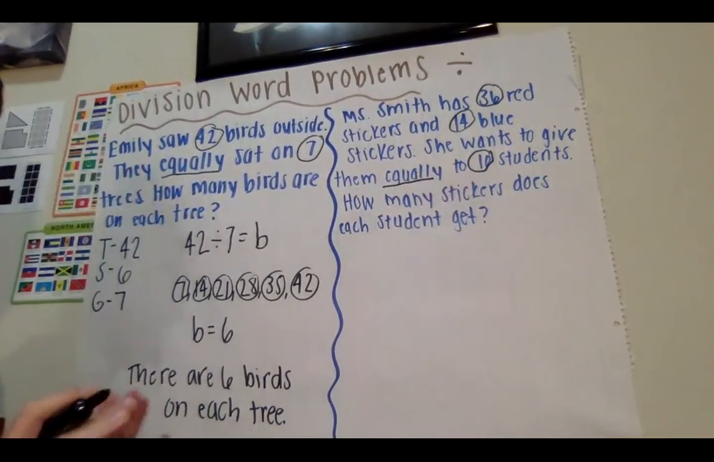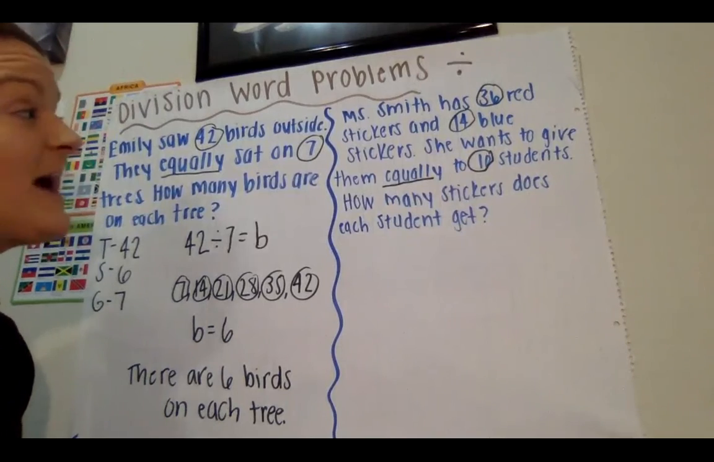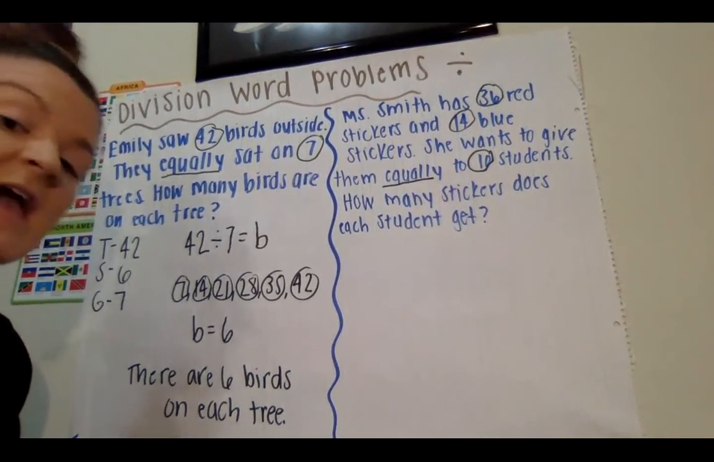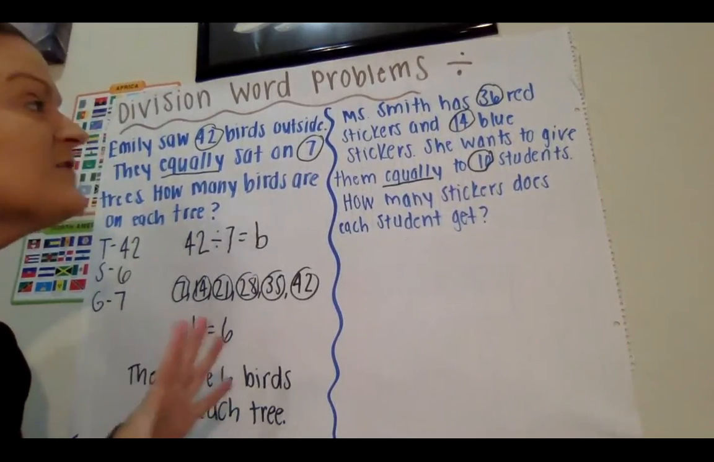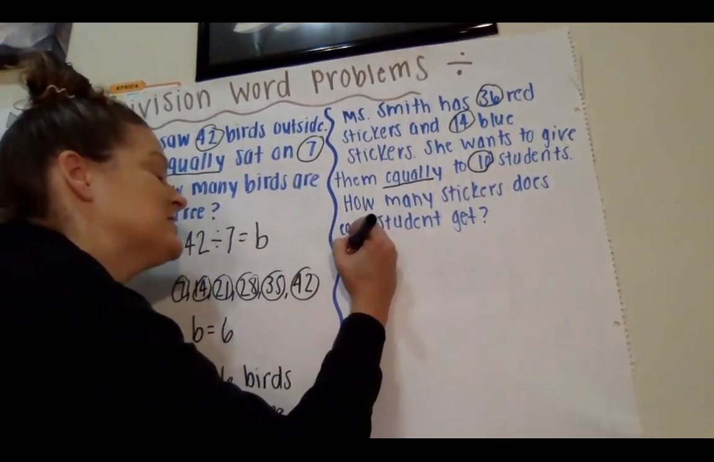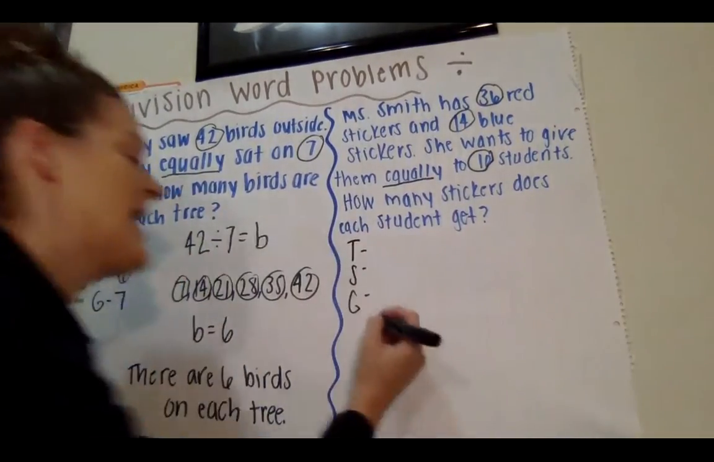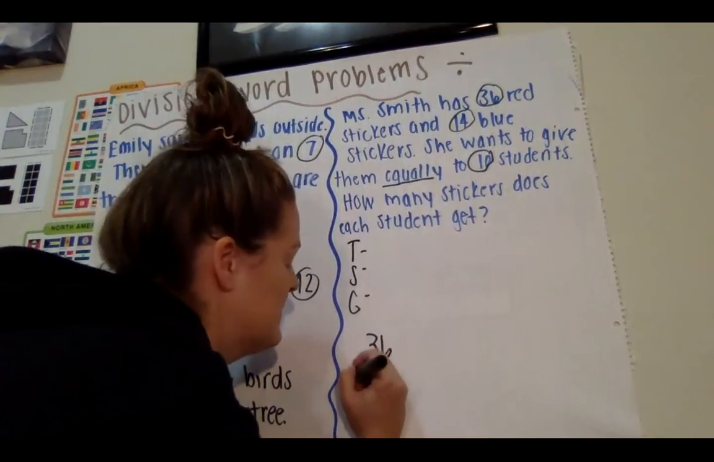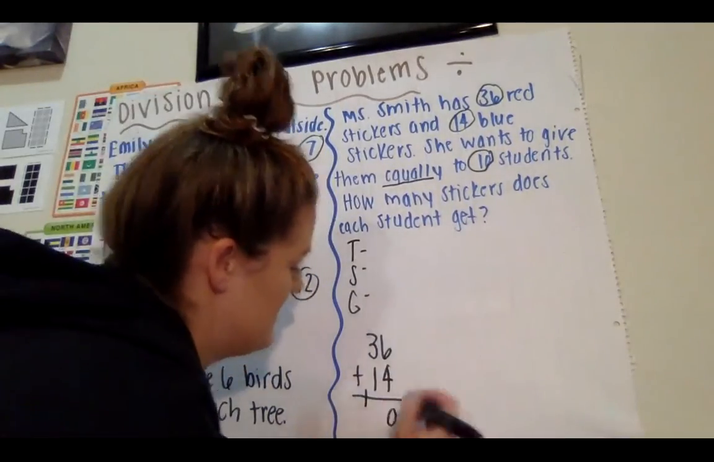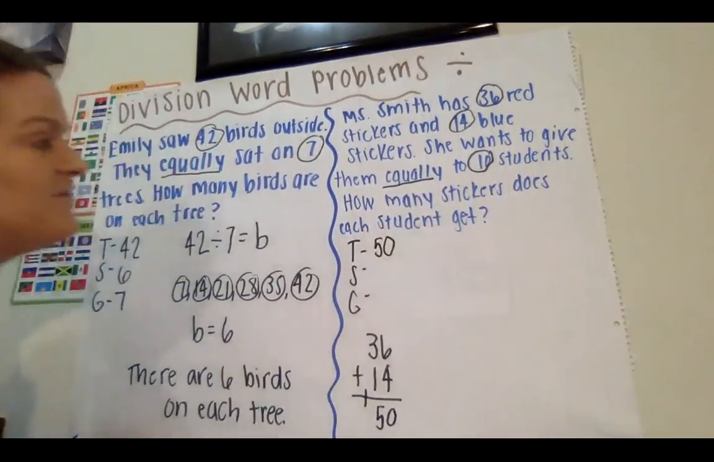Now I notice there's a lot of information in this problem. What is the first thing that I know? What do I have? 36 red stickers and 14 blue stickers. If I want to give them away equally, what is the first thing I need to figure out? How many stickers do I have? What is my total? So let's go ahead and add them together. 36 plus 14. 6 plus 4, I know that makes 10. 3 plus 1 plus 1 makes 5. So my total number of stickers is 50.